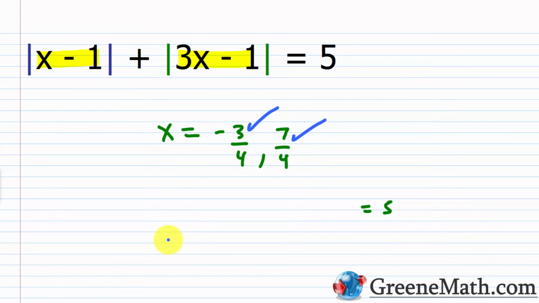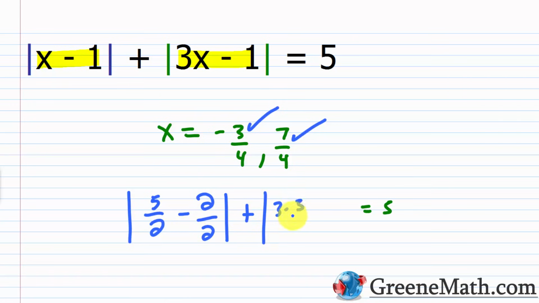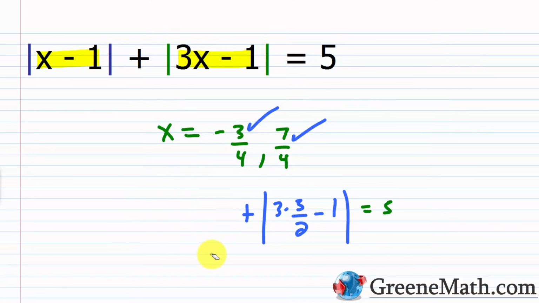So you can also do 5 halves and prove that it doesn't work. So you'd have 5 halves minus, in this case, I'm going to write 1 as 2/2. And then plus, you'd have 3 times 5 halves and then minus 1. So we know that this would be 3 halves. Absolute value of 3 halves is 3 halves. And then this guy, 3 times 5 is 15, so you'd have 15 halves. Again, I'm going to write this as 2/2.